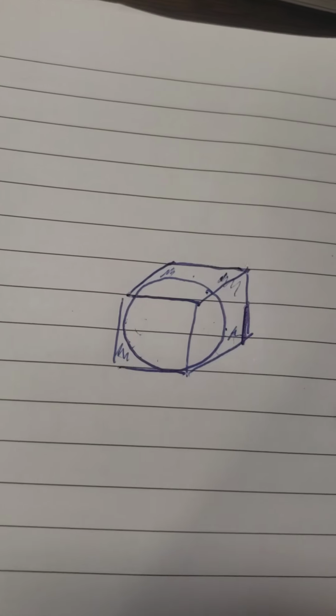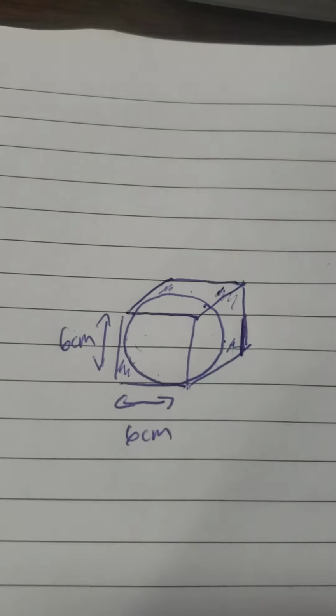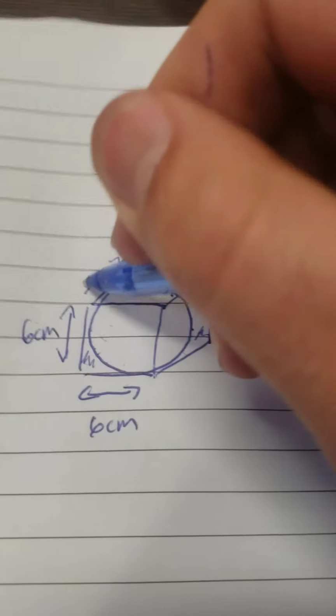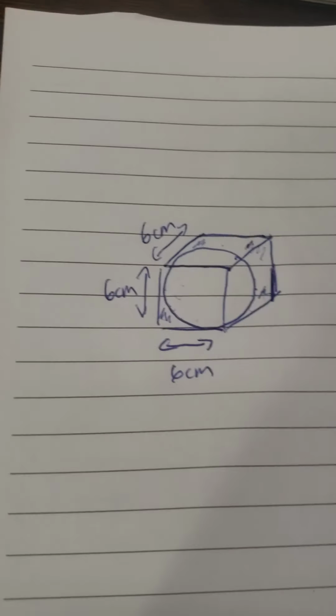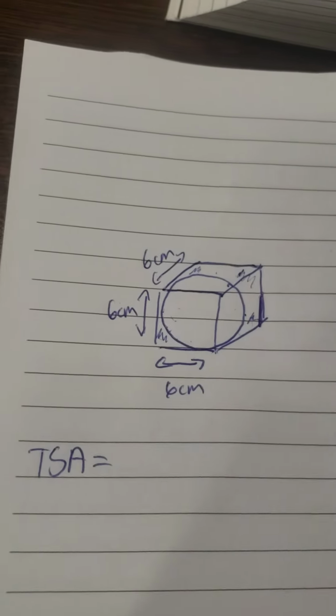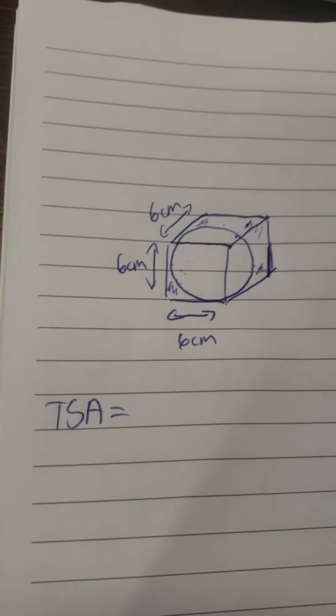So what we can do is make up my own dimensions. I'm going to start with the cube. I'm going to say its length, width, and height are all 6 centimeters, and we're going to go ahead and find the total surface area of the cube. You can use whatever dimension you want. You don't have to use 6. So we'll start with 6 centimeters.